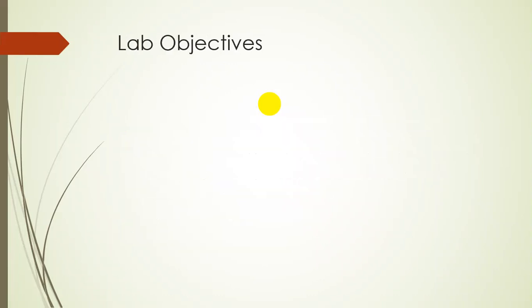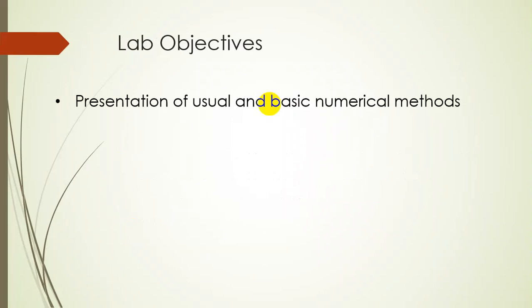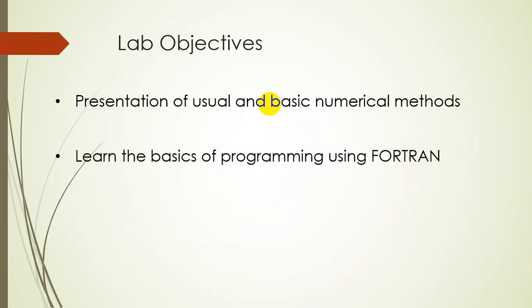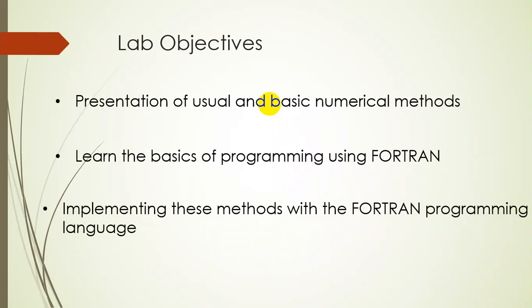So what are the lab objectives? First, the presentation of usual and basic numerical methods. Second, learning basic programming using Fortran, and implementing these methods with the Fortran programming language. These 3 objectives will be studied deeply, and in each chapter, with a new method, we will try to program it in Fortran.